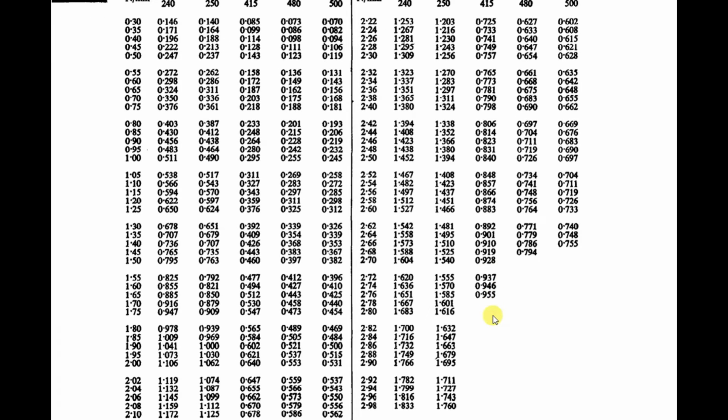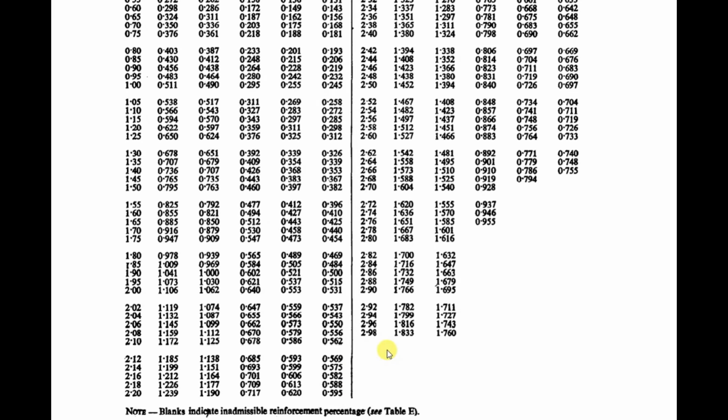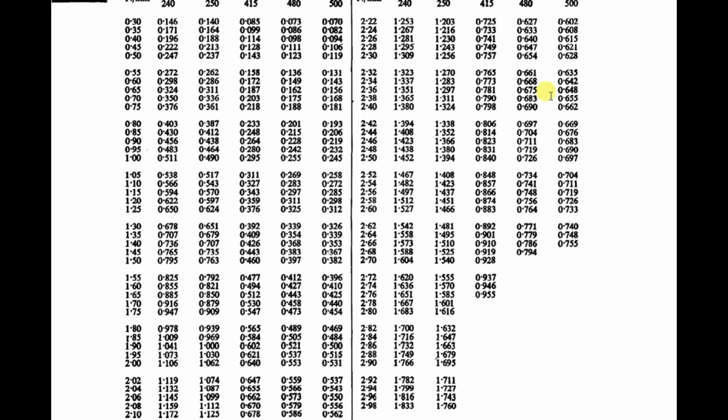As I told you, if the moment carrying capacity is greater than the limiting value, that means if you find the Mu by bd square value and it is more than the limiting value, then you cannot find the percentage of steel from here. For example, let's take the grade of steel as Fe 415. If the Mu by bd square value is more than 2.76, then you cannot find the percentage of steel by using this chart.